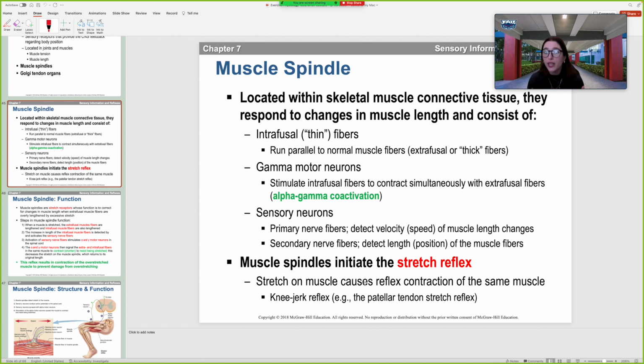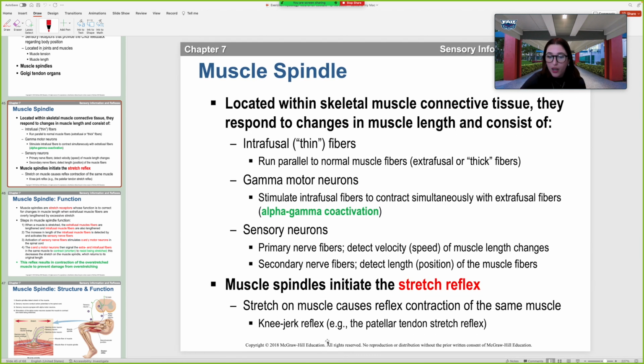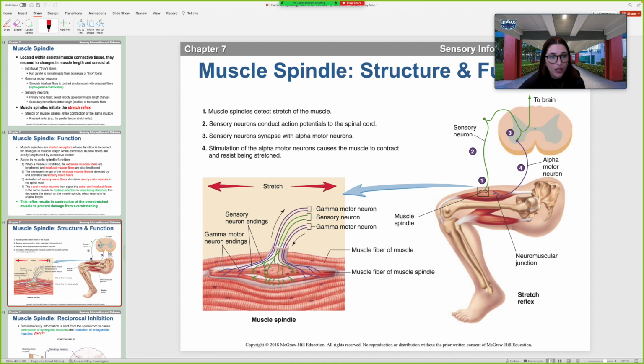And the way that we can demonstrate this reflex or this property is through the knee jerk reflex, the patellar tendon stretch reflex. This is when you go to the doctor and they hit your knee with that little hammer and it causes your knee to kick out. That is the stretch reflex in action. I'm just going to go forward really quick to show this picture, and then I'll go back and talk about exactly how it works.